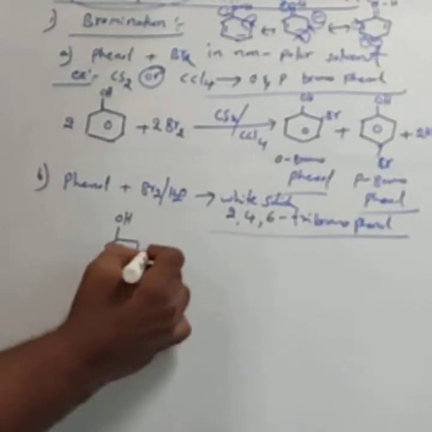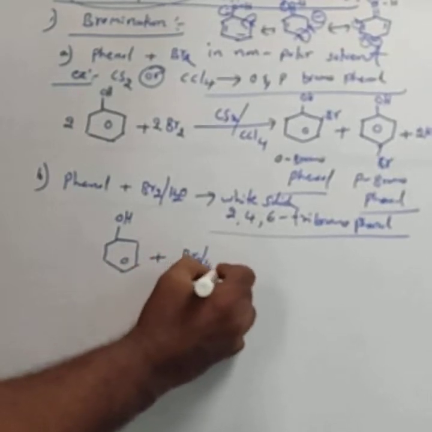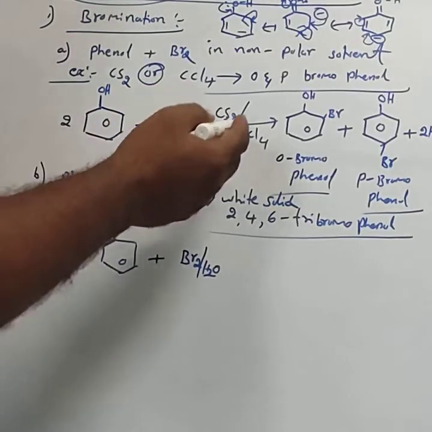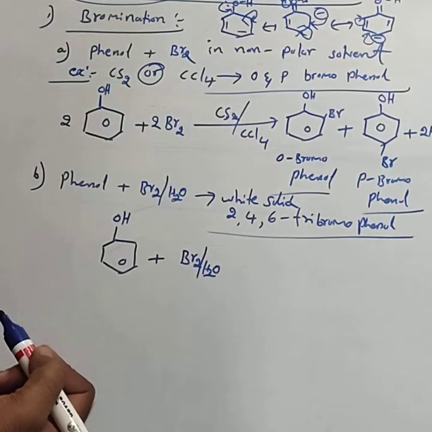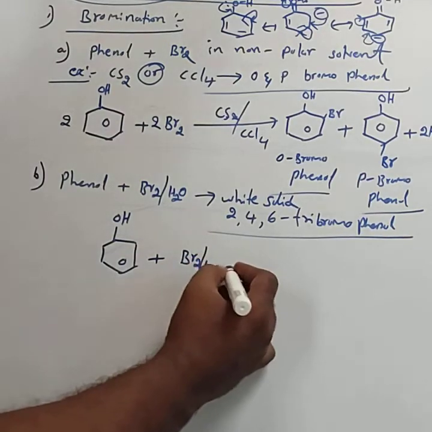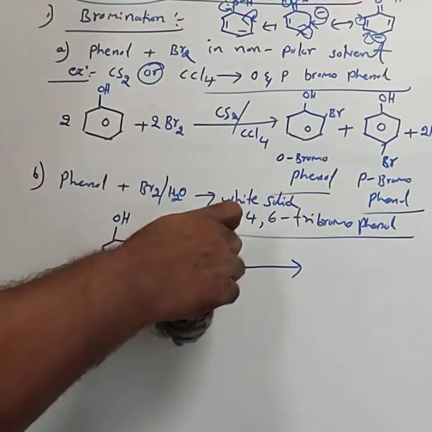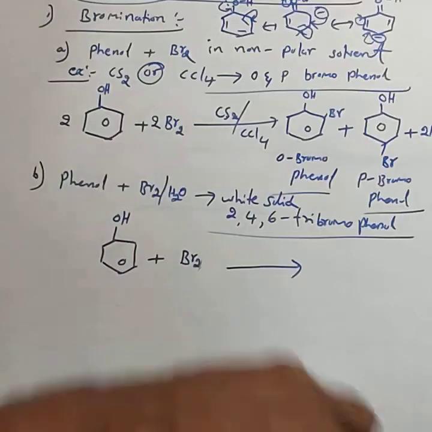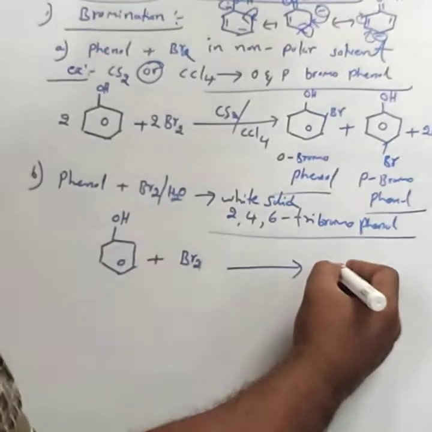Phenol. When phenol is treated with bromine water, here we are not using a non-polar solvent. Here bromine is dissolved in a polar solvent like water, that is bromine water, or they may not mention the water, just Br2, but for our convenience we are using bromine water. Phenol treated with bromine water.